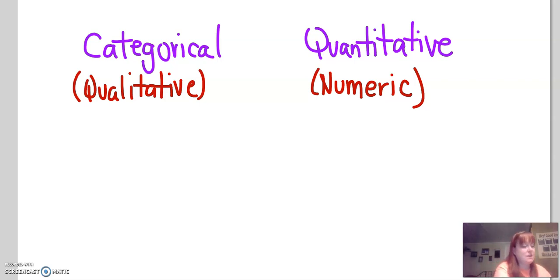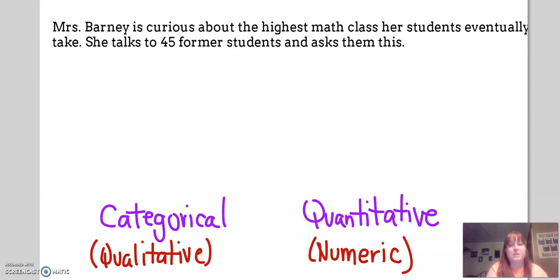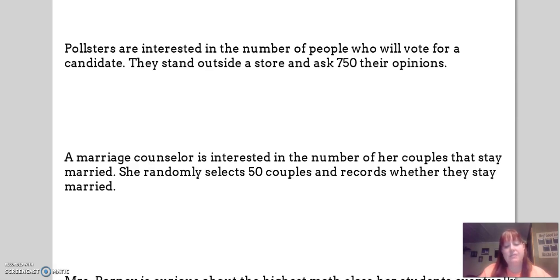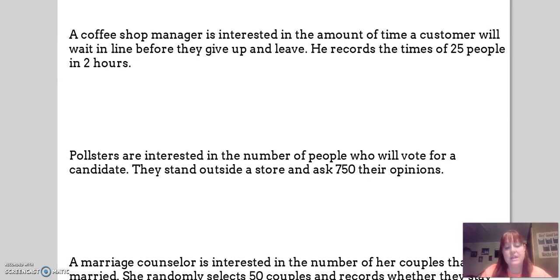So let's look through all of our examples and decide what kind of variable it is. Well, we already talked about this. This would be a categorical variable, going from the bottom to the top this time, just mixing it up. So this would be categorical because we're labeling the math class. The marriage counselor is interested in whether or not someone stayed married. Again, categorical because it's a yes or a no question. It doesn't make sense to say the average of whether they stayed married or not. You just don't add them together. They're not numbers. Same with the pollsters, and for the candidate, that's categorical because it's a yes or a no.